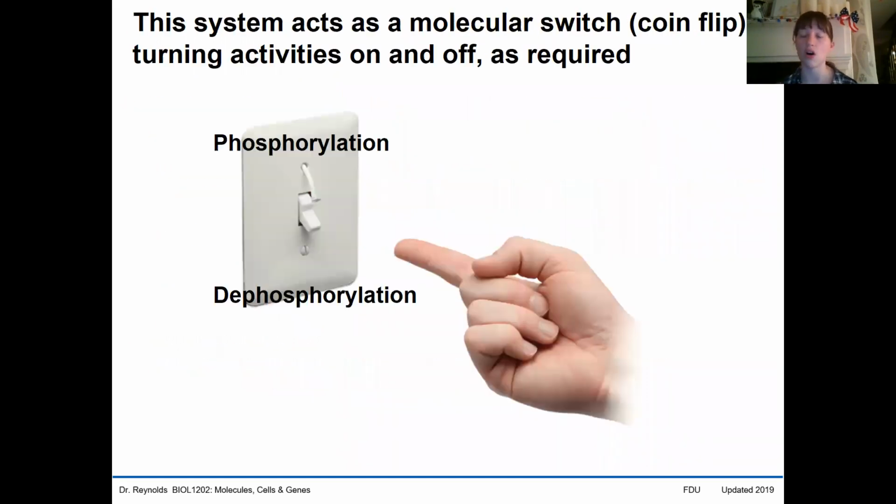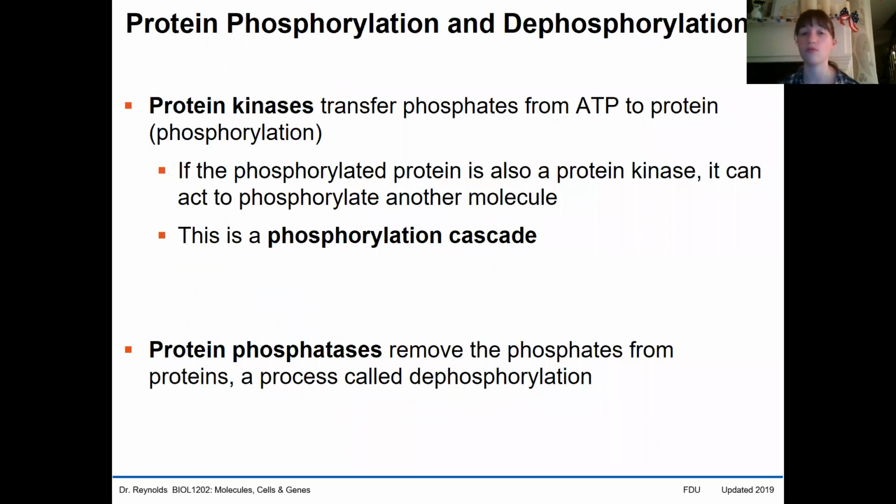But this is also an on-off switch. Phosphorylation can turn molecules on, but dephosphorylation can reverse this cascade and turn a molecule off. Enzymes known as phosphatases remove the phosphates from proteins in this reversal process known as dephosphorylation. This name phosphatase can be confusing. Recall that you already know kinases like phosphofructokinase in glycolysis, and you know that it transfers phosphates. Protein phosphatases are responsible only for the removal of phosphates.